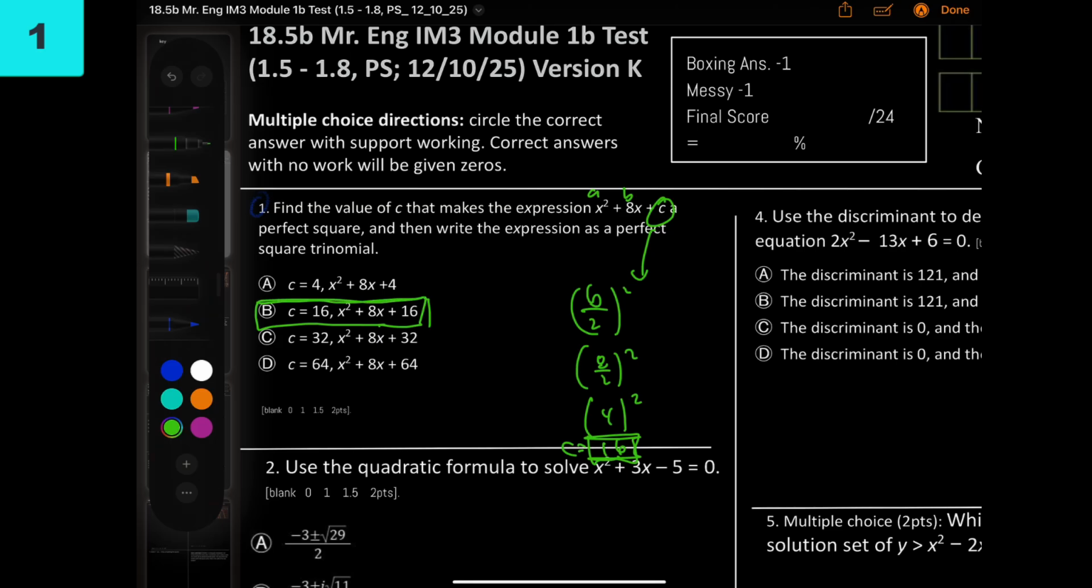And remember, the purpose of that is so that if you wanted to, you could factor that, and so you get a perfect square trinomial. Okay? All right, let's do question number 2.